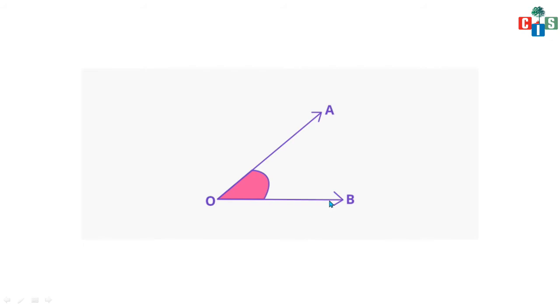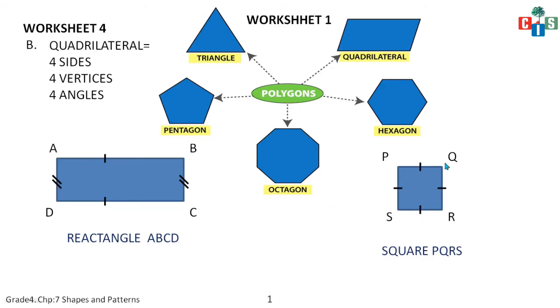This is the angle. So here I can say angle P is there, PQR, this is the angle QRS, this is the angle RSP, this one is the angle, and angle QPS, this one is the angle. So there are 4 angles.